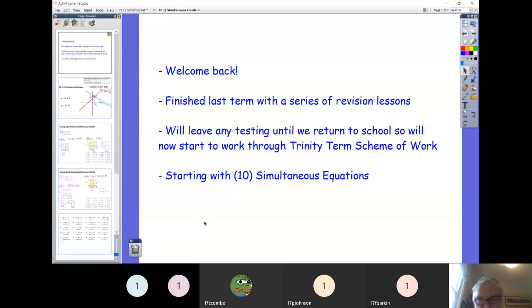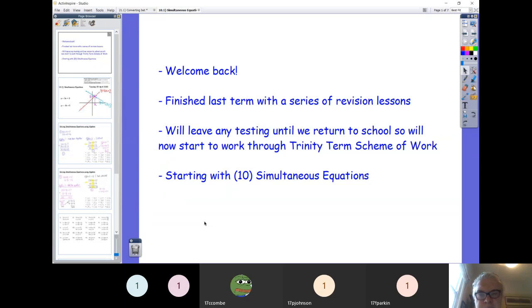As you will remember, we finished off the end of last term working through a series of revision lessons, and we had a couple to go. Now, I've had a conversation with the maths department, and we don't really feel it's appropriate to do any testing at the moment, because it's very hard for us to do tests under test conditions. So it's probably good news that we're not going to have a test at the moment. So rather than carry on with the last couple of revision lessons, we'll move on, because those topics that we would have been revising were ones we've done pretty recently anyway.